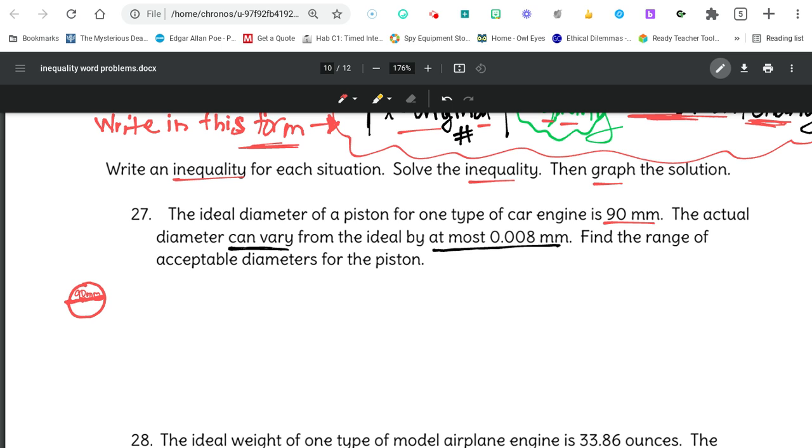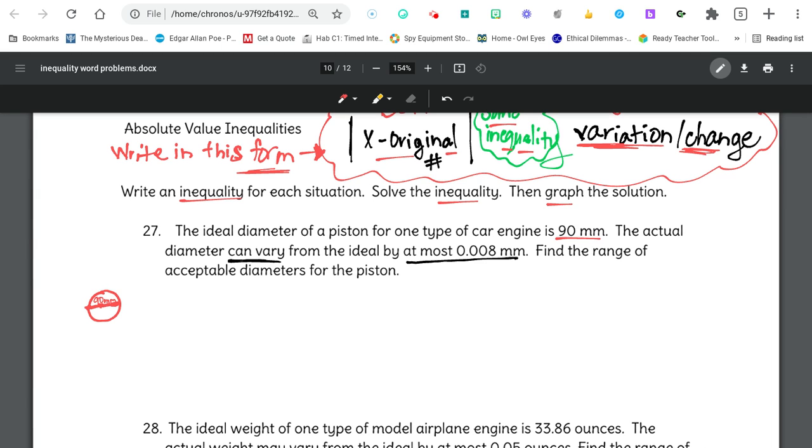All right, it says the actual diameter can vary from the ideal by at most 8 thousandths millimeters, because it may not be exact when it's made. It may be 8 thousandths millimeters off, give or take. So I can see that this is what they want it to be. That's how they originally have it set, but it can vary by that much. So it says find the range of acceptable diameters for the piston.